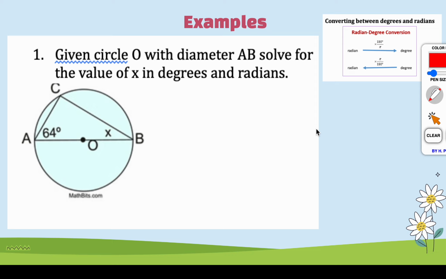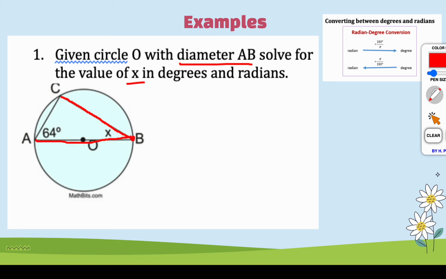All right, let's dive right into an example that we might see. It says, given circle O with diameter AB, solve for the value of x in degrees and radians. So we're looking for x, so we obviously want to see if we can solve for x without doing anything crazy. Now, if you take a look at that angle, we're going to have to learn how to dissect these diagrams.